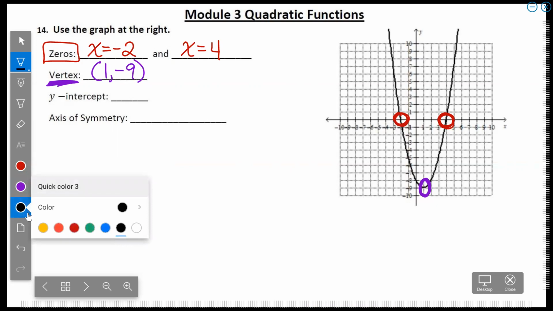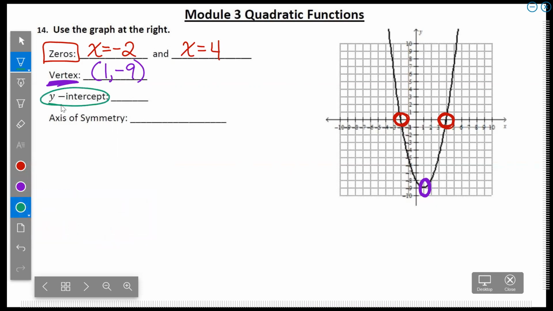My y-intercept, if my zeros are my x-intercepts, my y-intercept would be where? Same spot? Y-axis, -8.